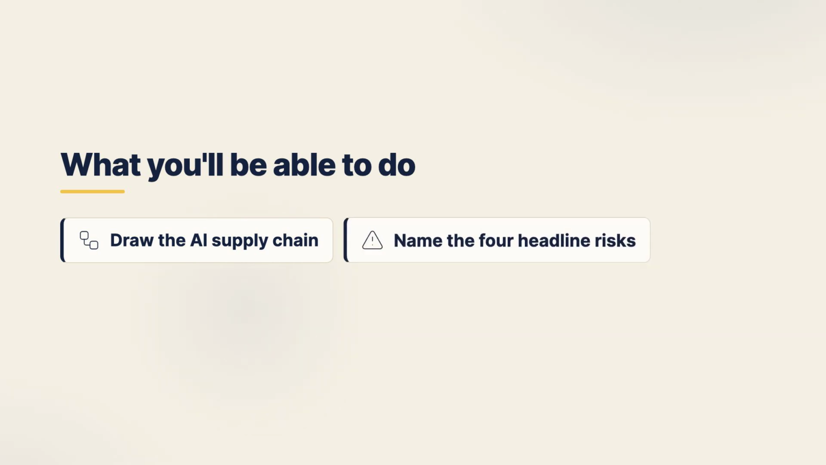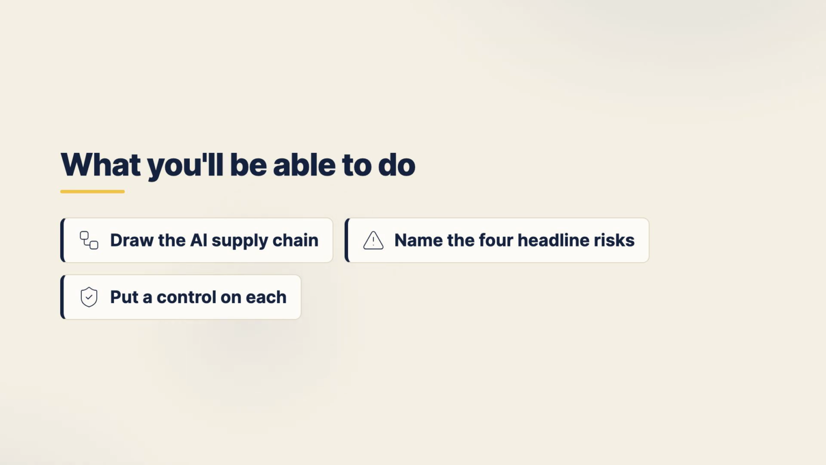Let me tell you where we're headed. By the end of this episode, you'll be able to draw the AI supply chain from dataset to hub to your app. You'll be able to name the 4 headline risks: tampered weights, malicious or trojaned models, typo-squatted packages, and license traps. And you'll be able to put a named control on each one: provenance, signing, scanning, an AI-BOM, vetting, and pinning.